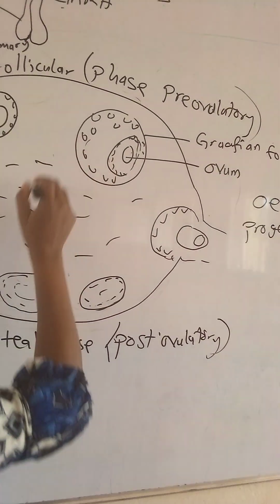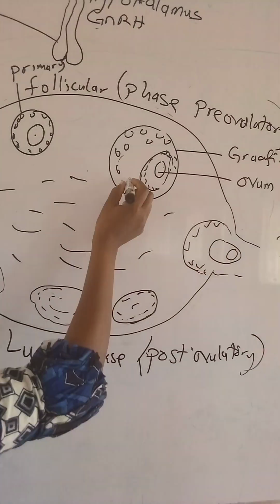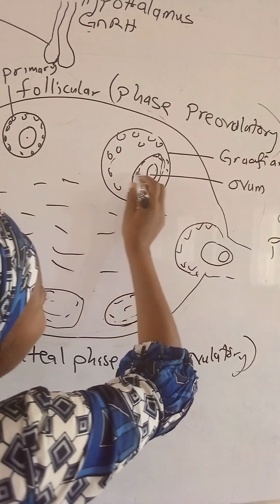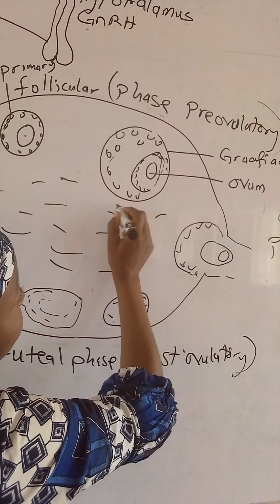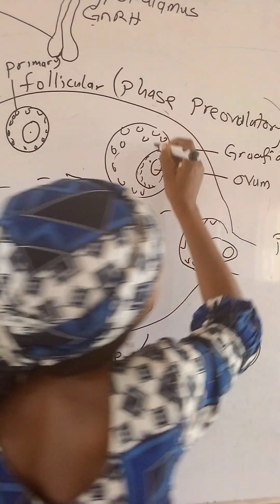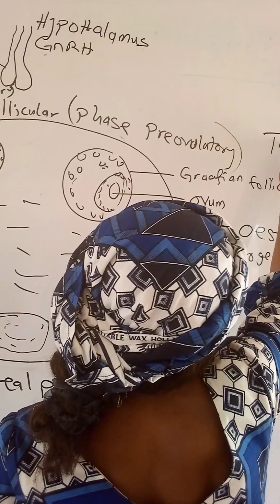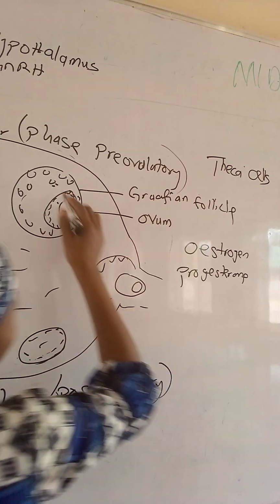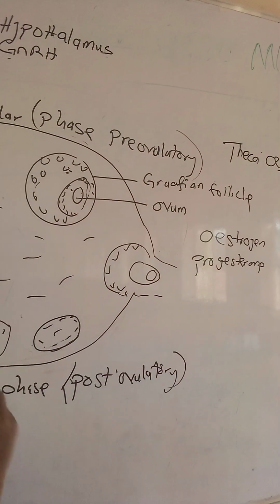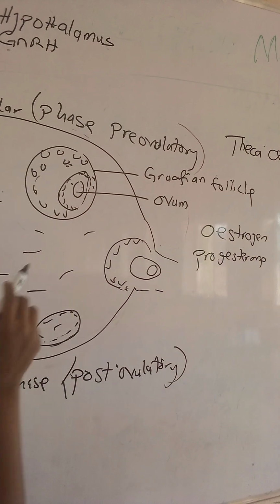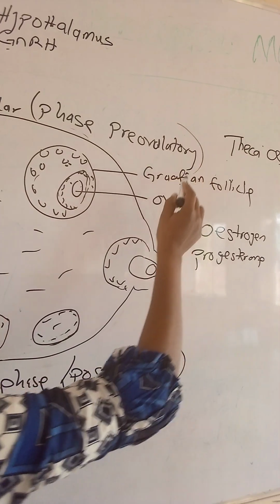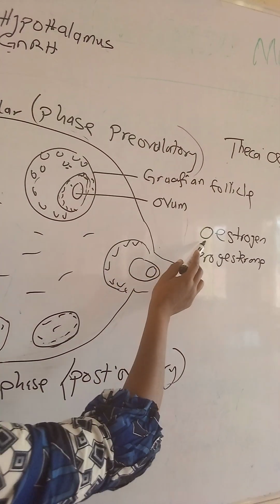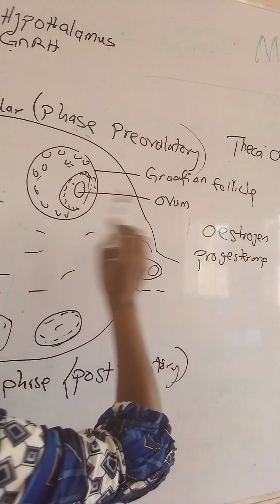Inside of these follicles, we have hormone forming cells known as the theca cells. Inside here we have the theca cells, and we also have supporting cells. All right, so it is the theca cells that are responsible for producing estrogen and progesterone.